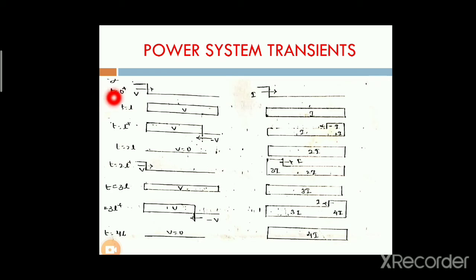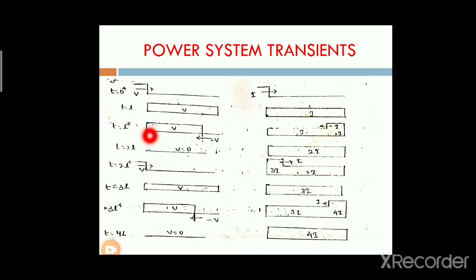Okay, when t is equal to 0, this is the applied voltage V and this is the applied current I. This is the transmitted current I. Then at t is equal to L, the wave has traveled a length of L meters, and we have the applied voltage V and current I.